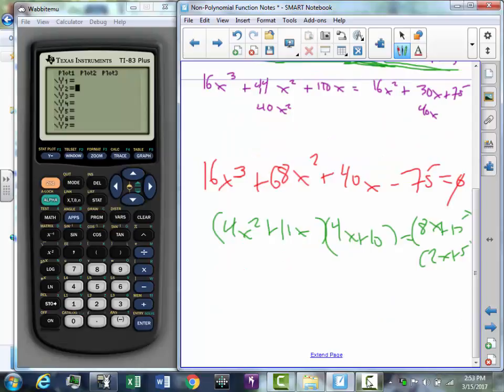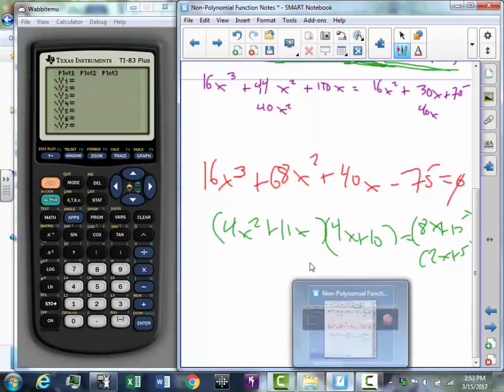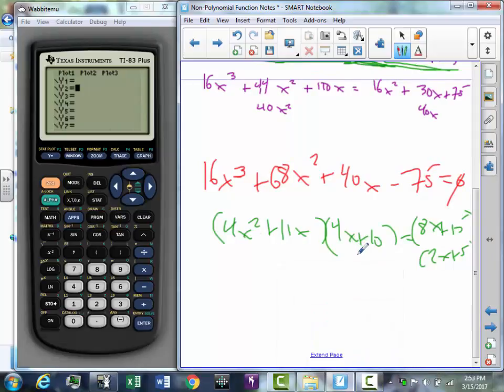Here's another idea we could play. That 4x plus 10 right there, you could write it as 2 bracket 2x plus 5. You guys see what I'm talking about here? That 4x plus 10 can factor into a 2 and a 2x plus 5. So I'm just going to change the one out for the other.